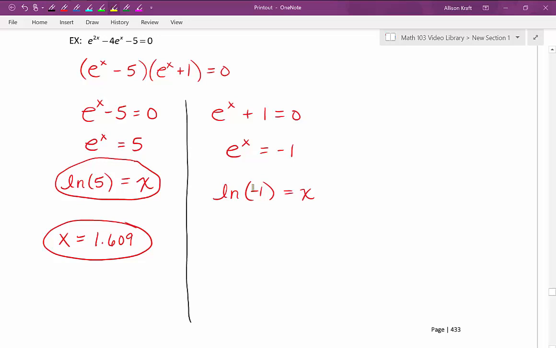Now, notice what's happening here in the argument of our natural log. We get an argument of -1. Recall that the argument of any log has to be positive. So this gets thrown out. This is an extraneous solution and it doesn't work for us. If you try to pop that in your calculator, you're going to get an error message. The only solution to this equation is that x equals the natural log of 5.